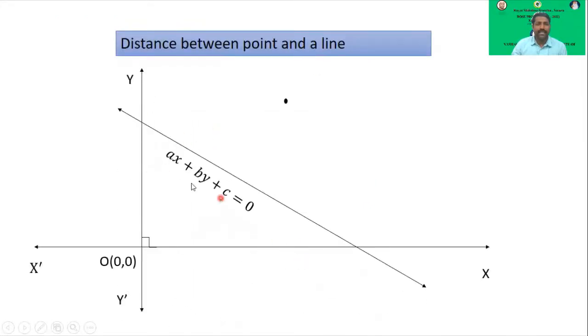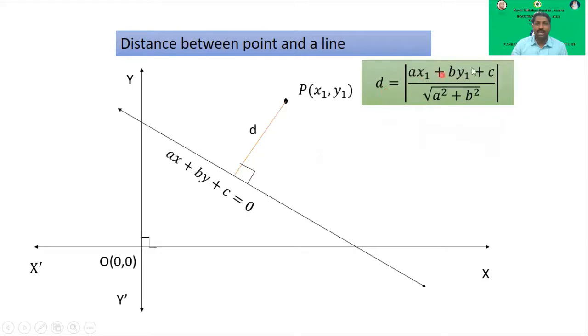So this is the line ax plus by plus c is equal to 0. This is the distance d, the perpendicular distance. We are actually calculating the perpendicular distance between a point and a line. So for the point P(x1, y1), this is the formula: d equals |ax1 plus by1 plus c| upon root a square plus b square.